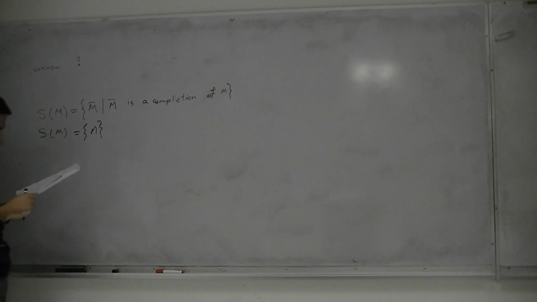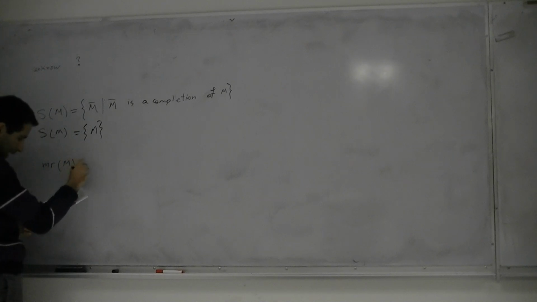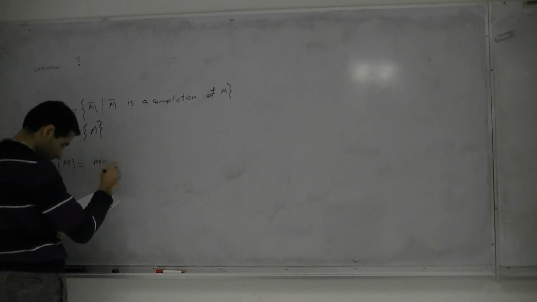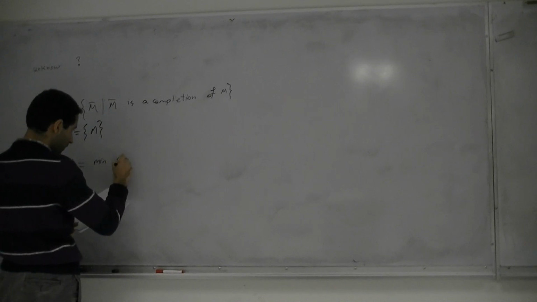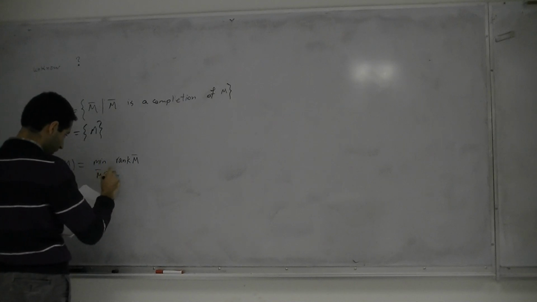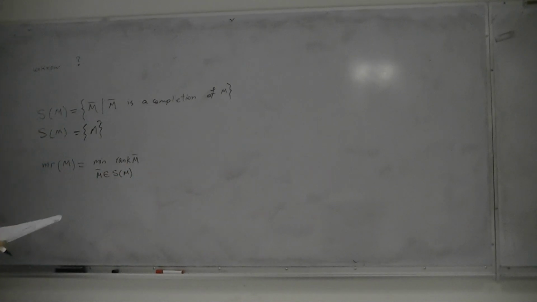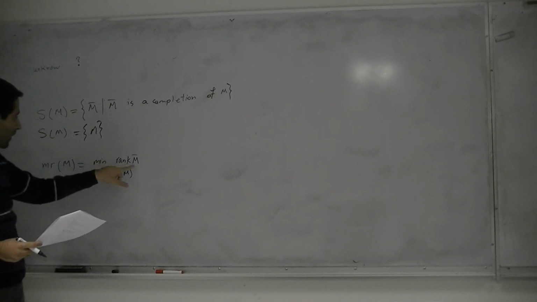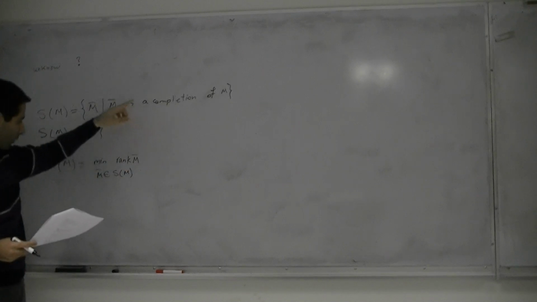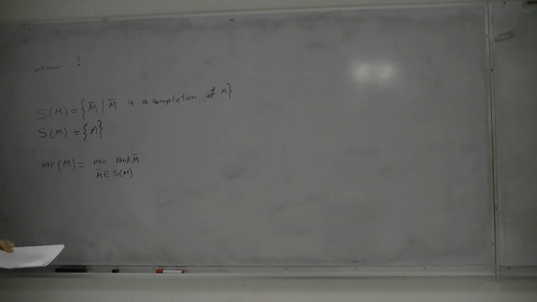And we define MR of M as the minimum rank of M bar, where M bar is in S of M. The minimum rank of a partial matrix M is the minimum rank over the completions of M. Is it clear?